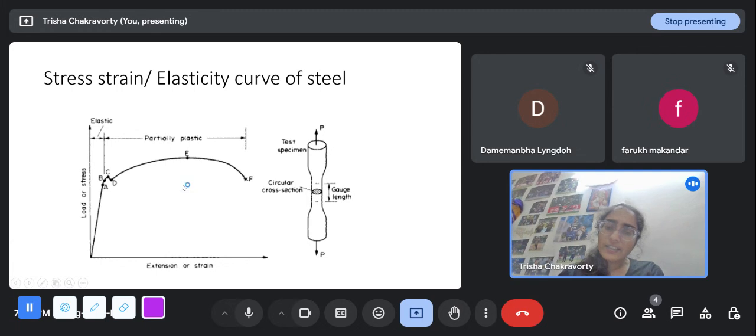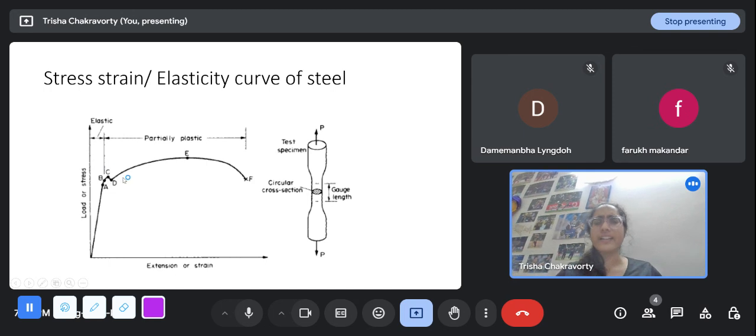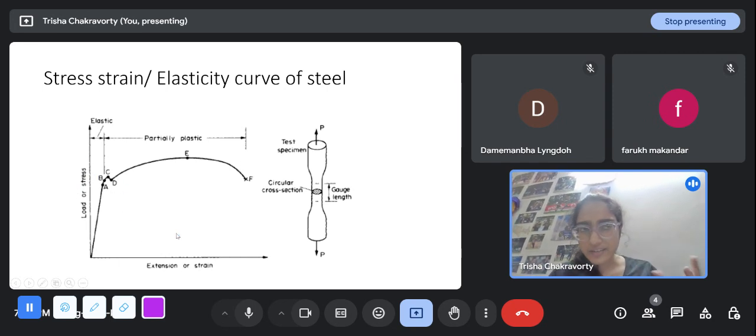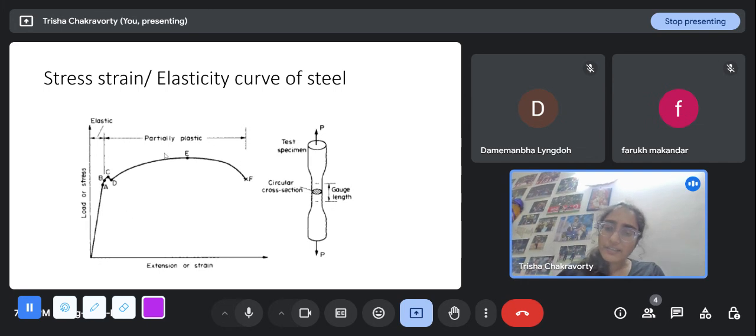And beyond D, the structure starts to flow, so it is called partially plastic. It is not elastic anymore. And yield stress, corresponding to C and D, which are very closely spaced. The stress corresponding to these points is the Fy, or the yield stress. For Fe410, that is a common grade of steel, it is 250 MPa. And after D, it starts to flow.